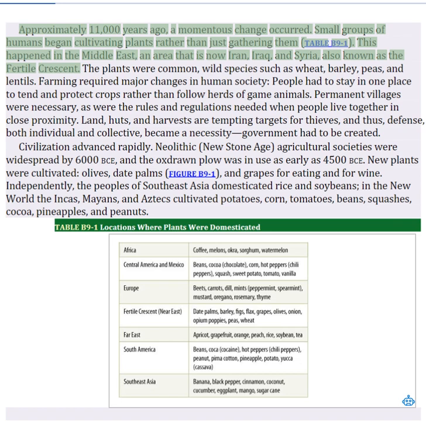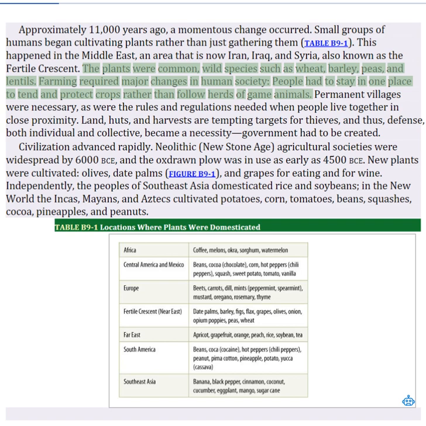This happened in the Middle East, an area that is now Iran, Iraq, and Syria, also known as the Fertile Crescent. The plants were common, wild species such as wheat, barley, peas, and lentils. Farming required major changes in human society.